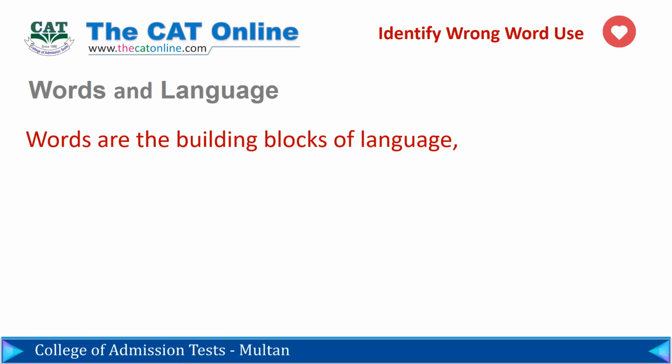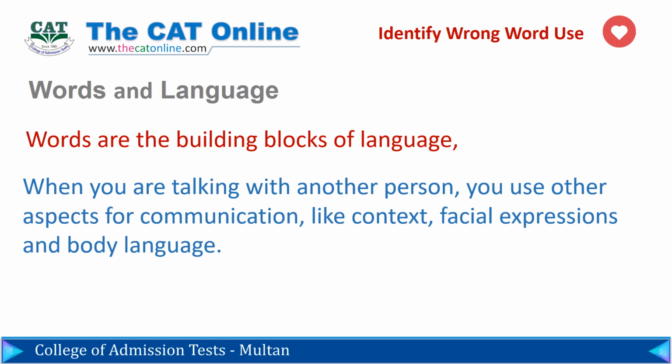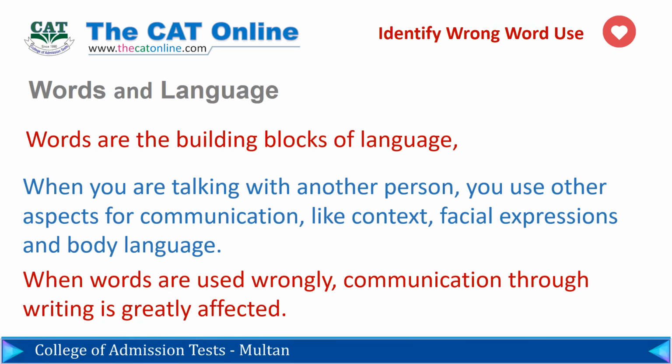In speech, it is easier to flow over these errors in word use. This is because when you are talking with another person, you use other aspects for communication, like context, facial expressions, and body language. But in writing, all you have are the words. When words are used wrongly, communication through writing is greatly affected. There are many mistakes in word use, but for this lesson, we will look at 3 common mistakes and how to avoid making those mistakes.